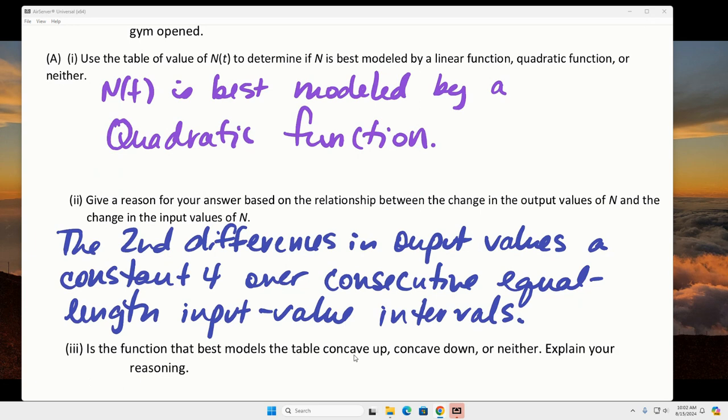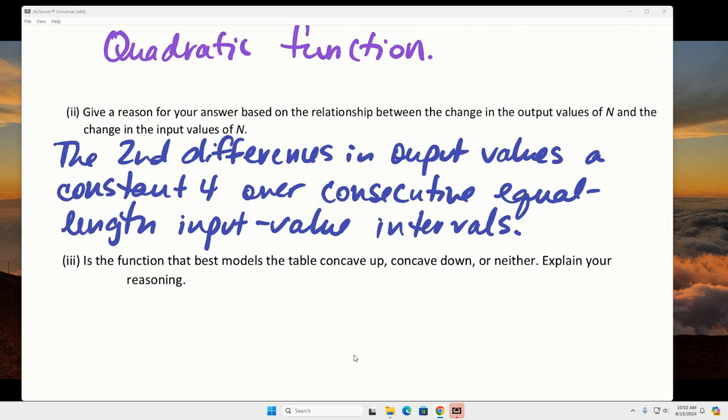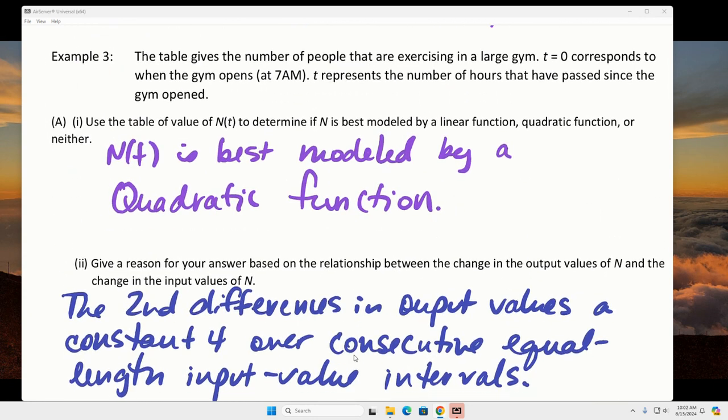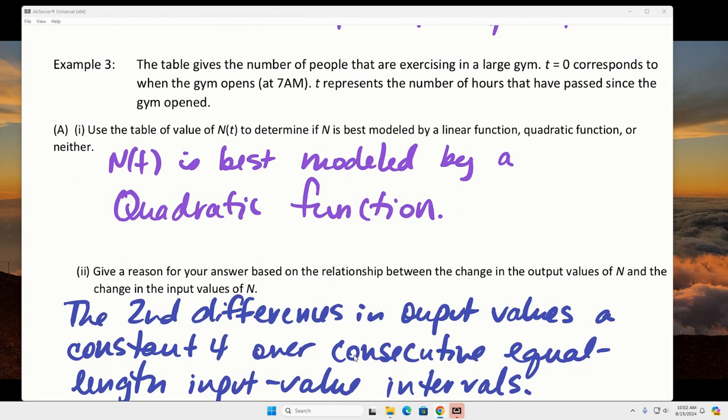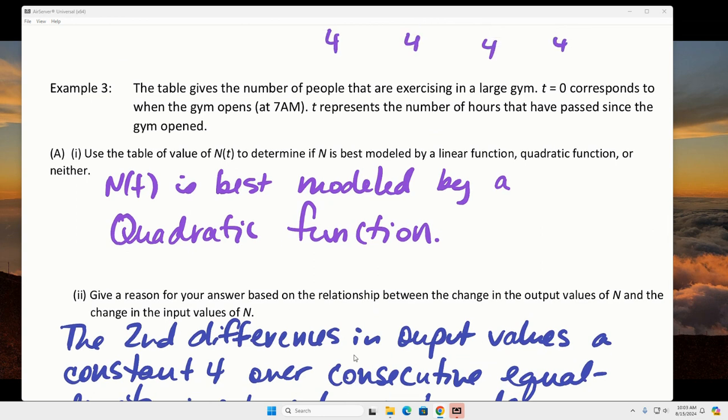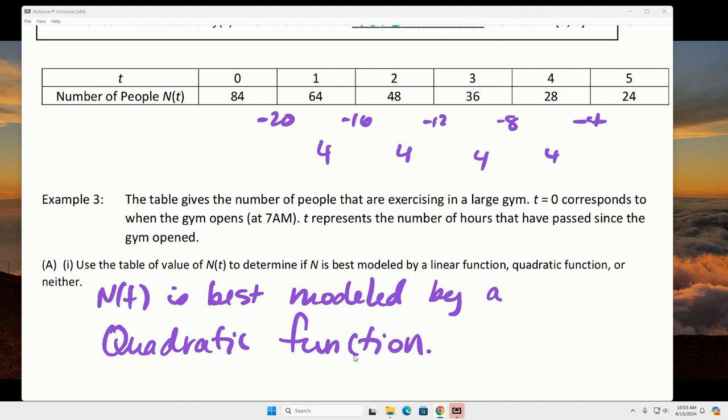Part 3 is new. Now you've done this, but we've never done this on like a free response type situation. So number 3 asks, is the function that models the table concave up, concave down, or neither? Now we know it's a quadratic, and a quadratic is going to be up or down. If it had been linear, it's going to be neither, because linear doesn't have concavity. But this one is either going to be concave up or concave down. What do you guys think?